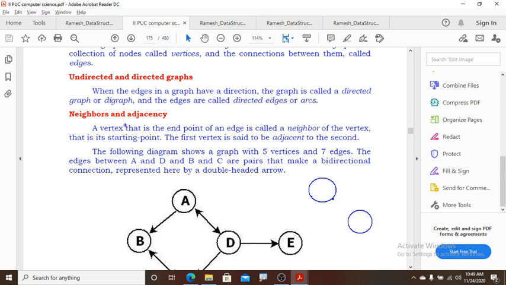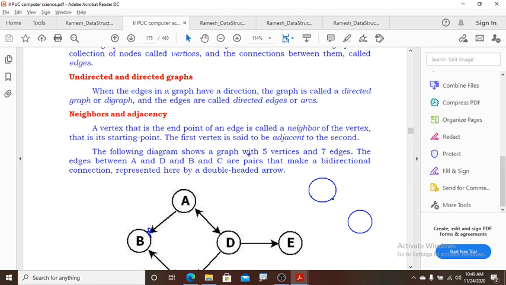So now neighbors and adjacency. A vertex that is the end point of an edge is called a neighbor of the vertex that is its starting point. The first vertex is said to be adjacent to the second. So this vertex is adjacent to this second one. This is the end point, right? This is a neighbor to this. So that is neighbors and adjacency, and the first vertex is called adjacent to the second.